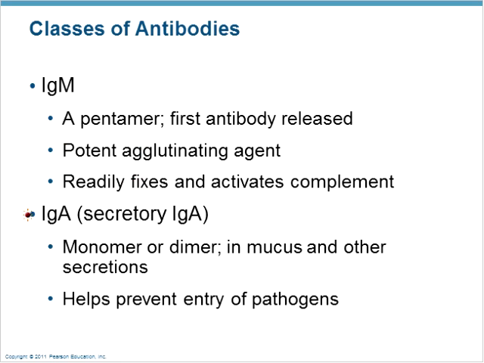IgA is a secretory antibody, or secretory IgA. It's a monomer or a dimer. It's in the mucus and other secretions, which helps prevent entry of pathogens. So you find IgA in your tears, and in the mucus of every orifice that comes into your body.